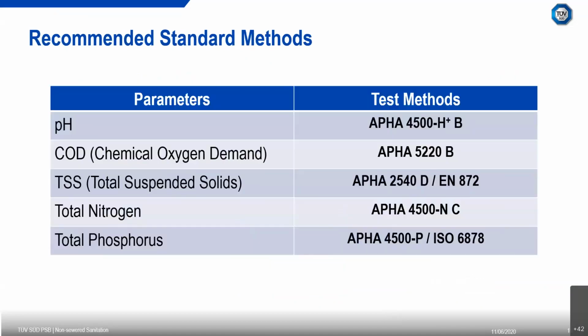So how should the samples be analyzed? As for the parameter test methods, to ensure representative and accurate results, the procedures for analysis of effluent shall follow internationally accepted and recognized test methods. Listed in the table are the recommended test methods in ISO 30500.